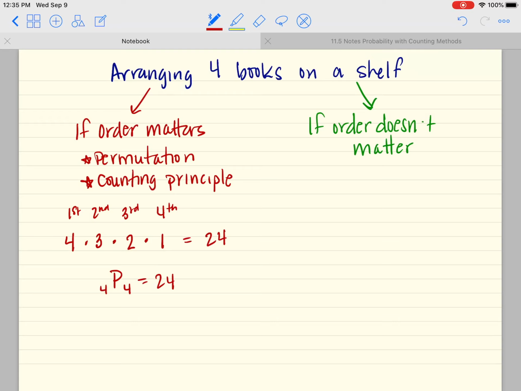Rearrangements of things doesn't create a new arrangement because the order doesn't matter. So here, the order doesn't matter. This is just a combination.